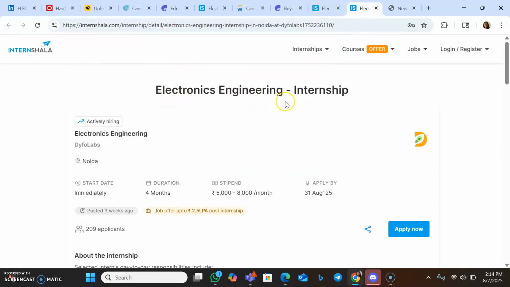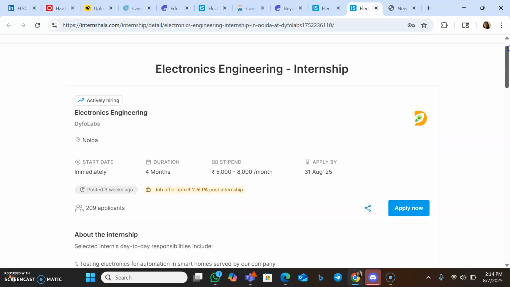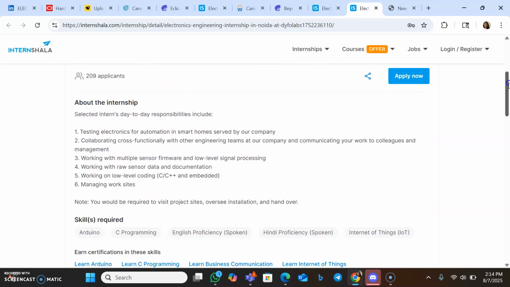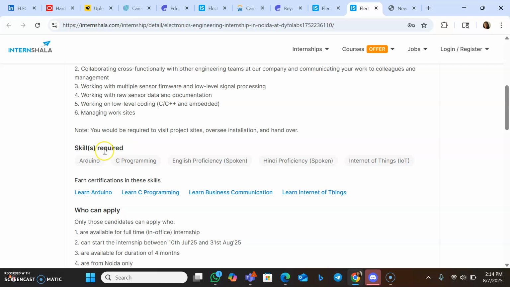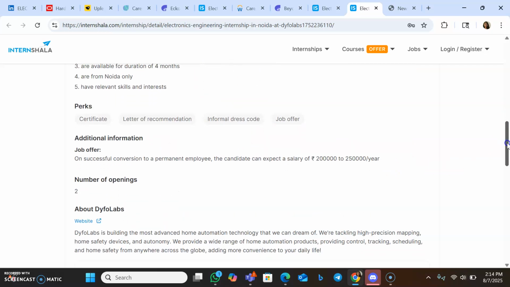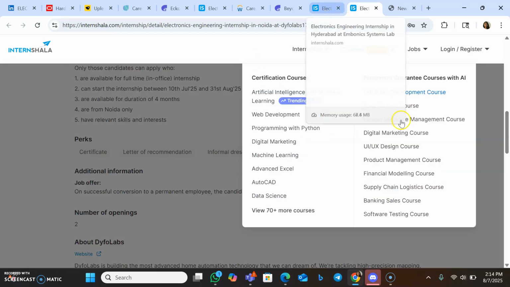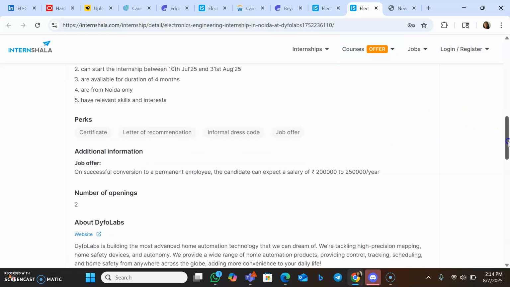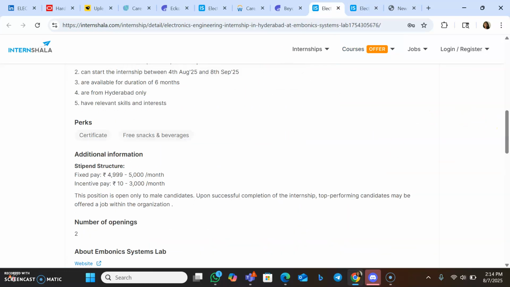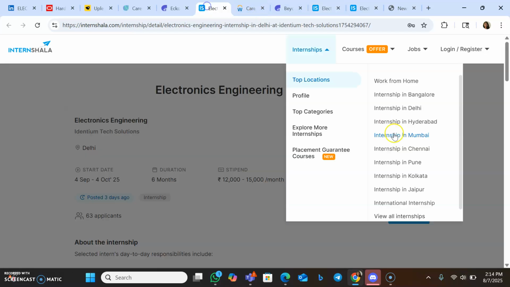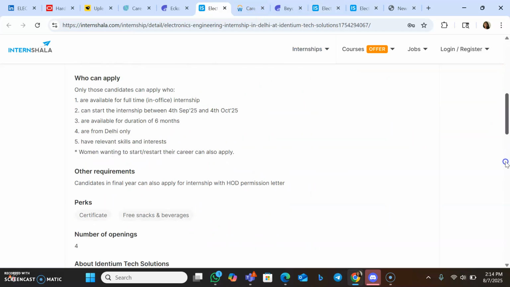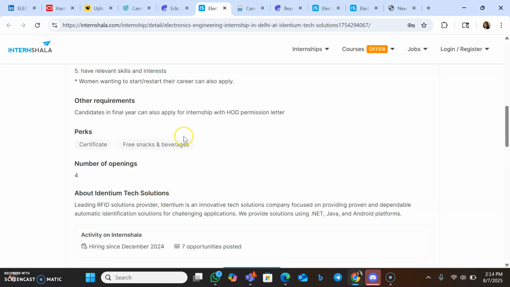The next one is an electronics engineering internship by Defo Labs. 4 months duration, 5,000 to 8,000. Apply by 31st of August. Start date is immediately. Skills needed are Arduino programming, proficiency in English and Hindi, and Internet of Things. They have also given the number of openings. You can see the number of openings towards the end of every job update they have posted on Internshala. Mostly it is two or more. Here there are four openings, so it is a good opportunity.